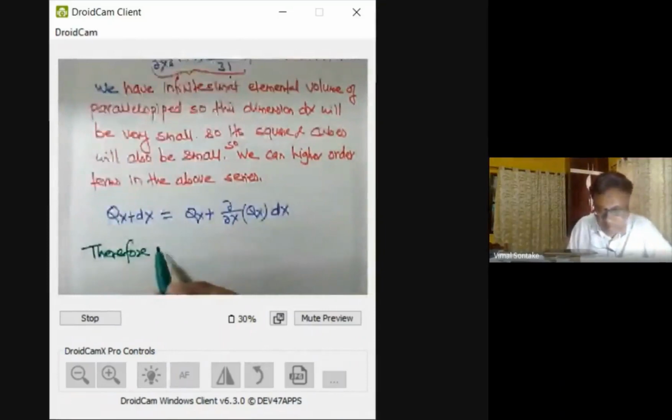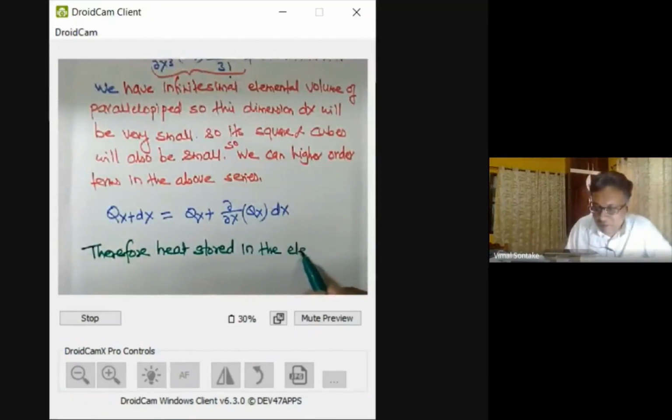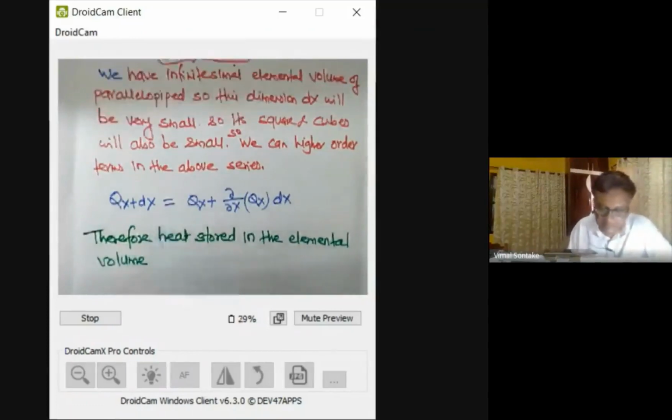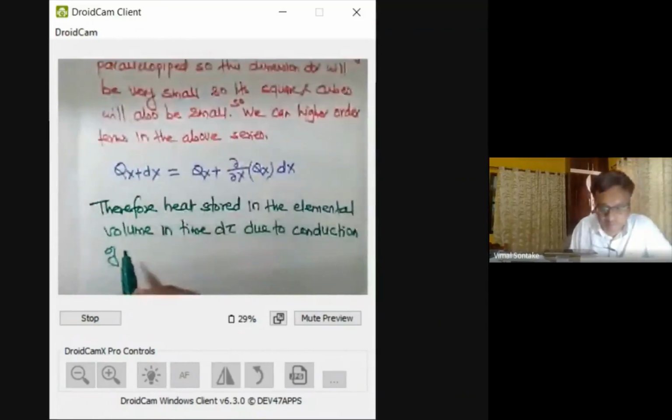Therefore, heat is stored in the elemental volume in time duration d tau due to conduction of heat in the x direction.